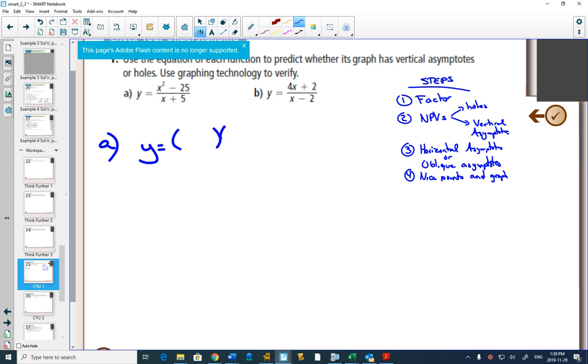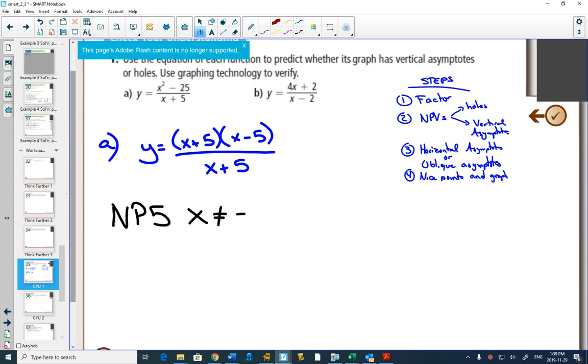Yes. The top is a difference of squares. So step 1 is factored. List your non-permissible value. Our non-permissible value, x can't equal -5. That would make us divide by 0.